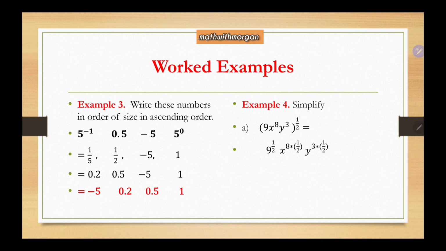Okay, now we go ahead to multiply each of these powers. So for the number 9 to the power half, well, that's quite easy. It's going to be the square root of 9 that we're talking about. Then when we multiply 8 times half, we get 4. So x will be raised to the power of 4, and then y will be raised to the power of 3 over 2. The square root of 9 is 3. So we're going to have 3x to the power of 4, y to the power of 3 over 2. That could be your answer, or you can have the answer on the right, 3x to the power of 4 square root of y cubed.